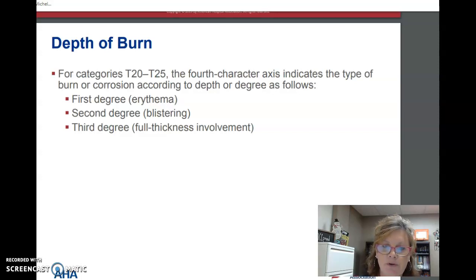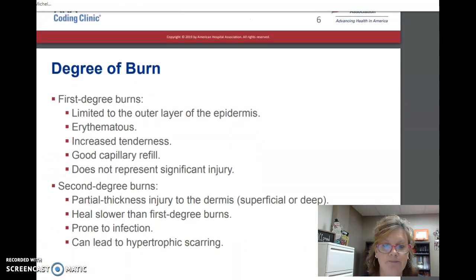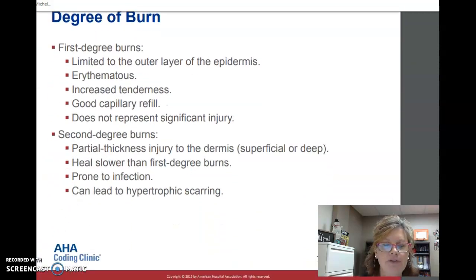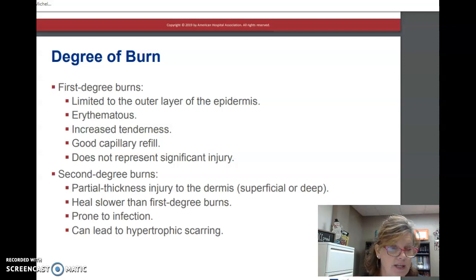the difference between first, second, and third degree. Keep in mind your first degree is limited to the outer layer of the epidermis. Second degree burns is going to be partial thickness injury to the dermis. They heal slower than first degree burns. I'm sure everybody's had probably a first degree burn before.